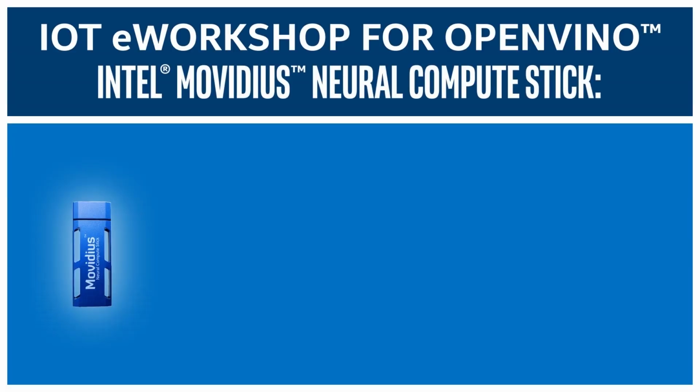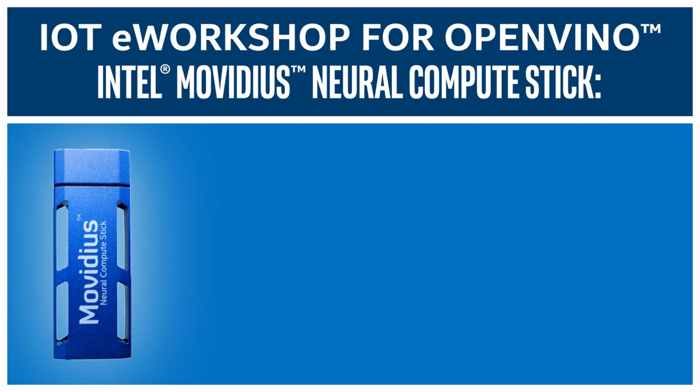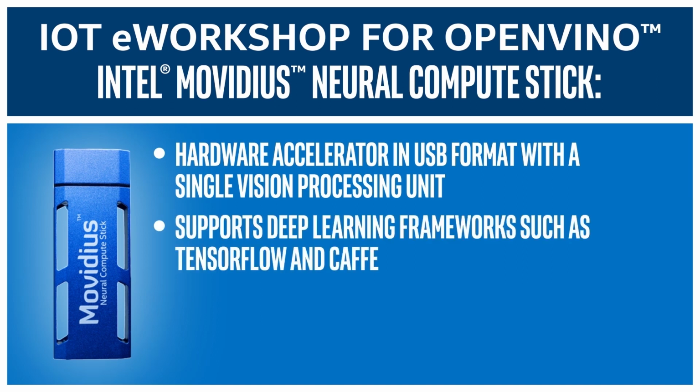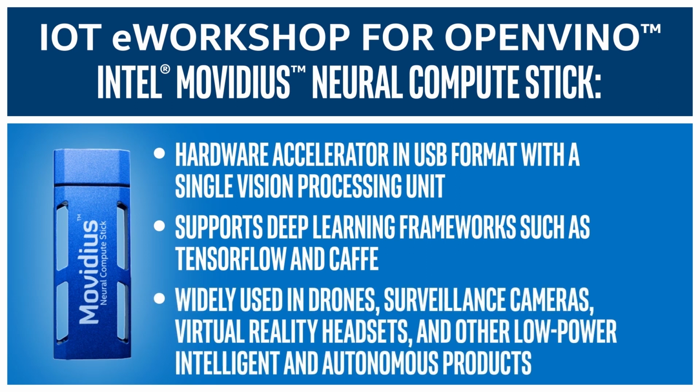Another popular low-power hardware is the Movidius Neural Compute Stick. It is a hardware accelerator in USB format with a single Vision Processing Unit. It supports deep learning frameworks such as TensorFlow and Caffe. It is being widely used in drones, surveillance cameras, virtual reality headsets, and other low-power intelligent and autonomous products.